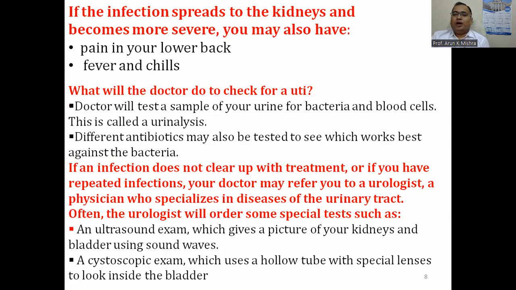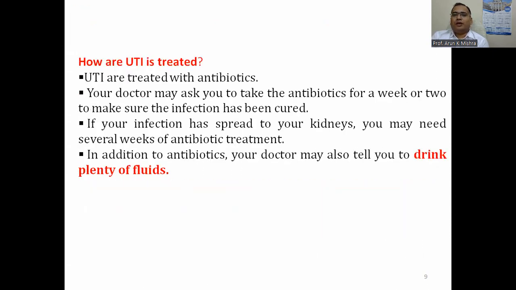Apart from urine analysis and different tests, ultrasound examinations are also done for the kidney and urinary bladder. A cystoscopic examination is also done, in which a hollow tube with special lenses is inserted into the bladder to observe any anomaly, if present.